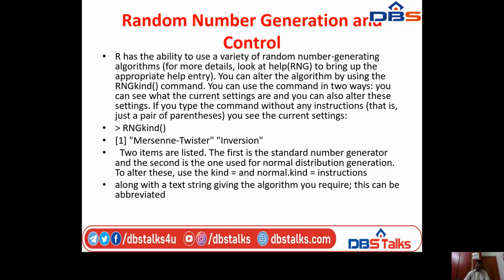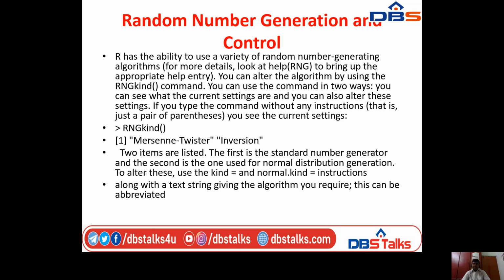You can use the command in two ways. The first one is without using any arguments. If you are not using any arguments, it displays what type of algorithm it is internally using. For example, here RNGkind shows Mersenne-Twister and Inversion, so that is the algorithm already in use.